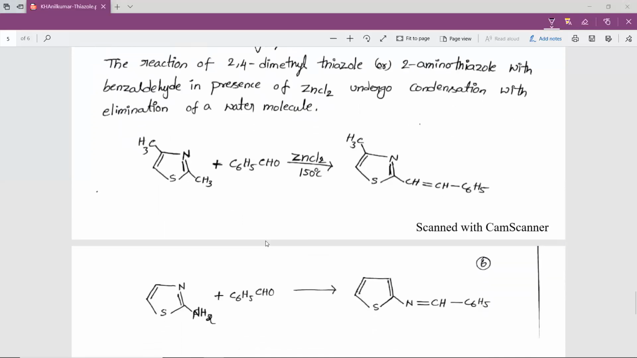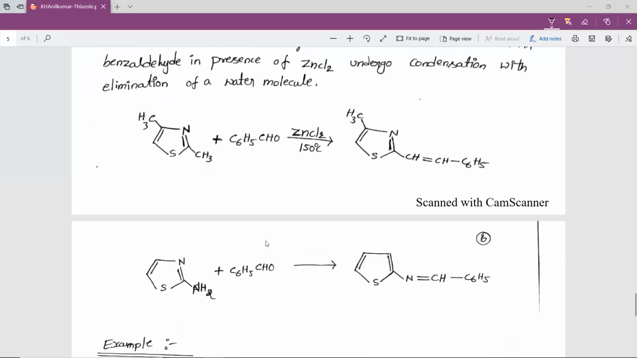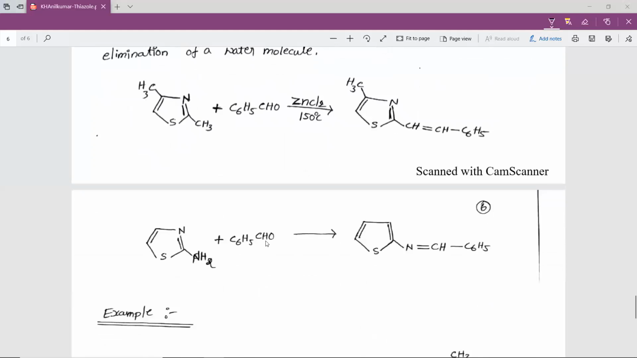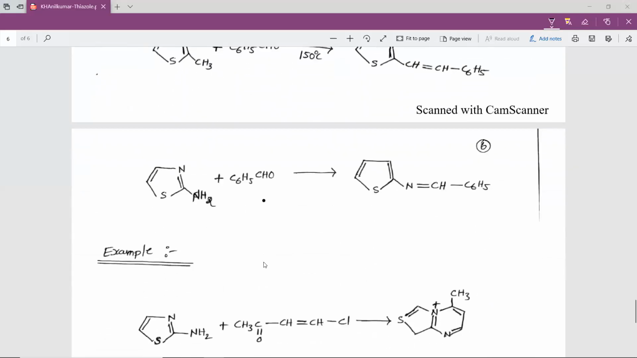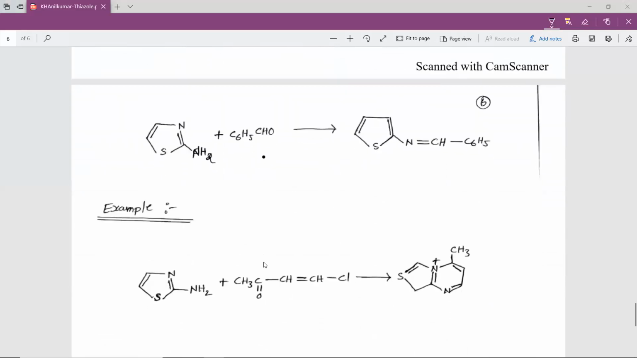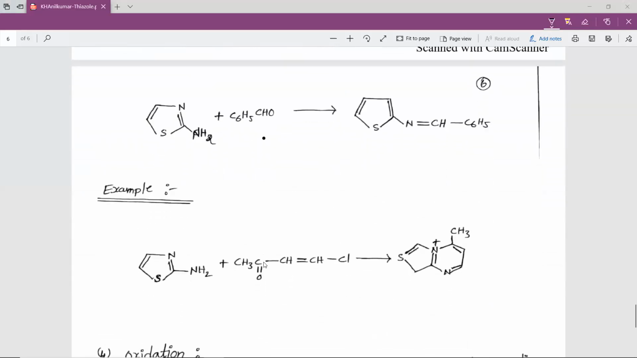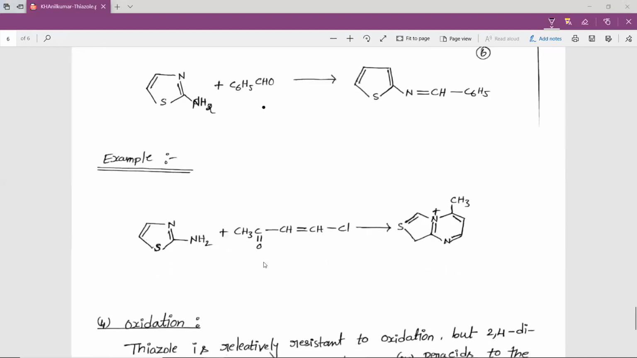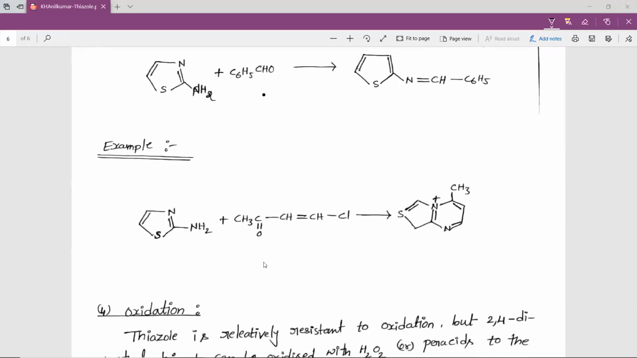Similarly, 2-amino thiazole can react with benzaldehyde to give the corresponding azomethine derivative. So these 2 hydrogens and this oxygen are removed as a water molecule. So this is another example of this reaction. 2-amino thiazole can also undergo reaction with an alpha, beta unsaturated carbonyl compound.